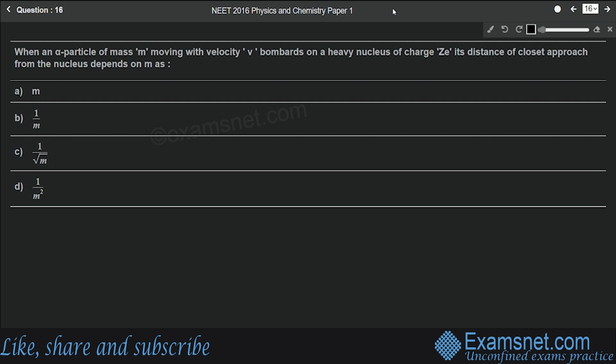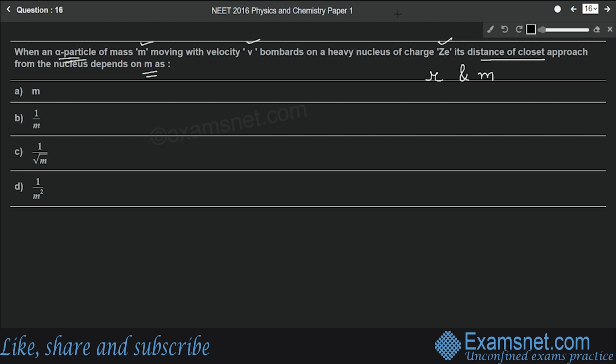Question number 16 is from the chapter Atoms, and the question is, when an alpha particle of mass m moving with velocity v bombards on a heavy nucleus of charge Ze, its distance of closest approach from the nucleus depends on m as. Okay, so we have to find the relation between the distance of closest approach, that is r, and mass of alpha particle, that is m.